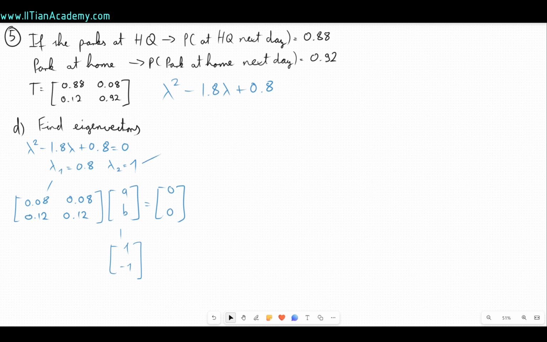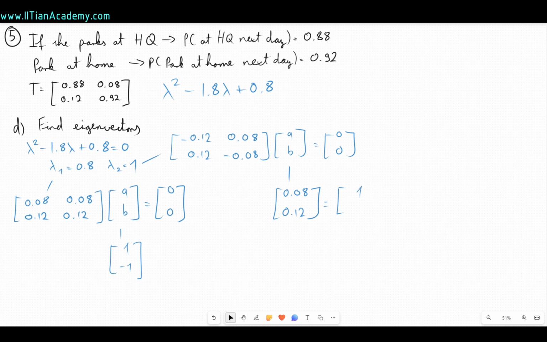And then for lambda 2, we need to subtract 1 from the main diagonal. This is minus 0.12. This is 0.12, 0.08. And this will be minus 0.08. And again, we need to find a vector AB such that it's going to be 0, 0. So again, we can do the same trick. So what we can do is just flip them. So put the first one in the second place and put the second one in the first place and just switch the sign of one of them. So this works. And if we want, we could make this a little bit nicer. So this is the same as 1 and 1.5.